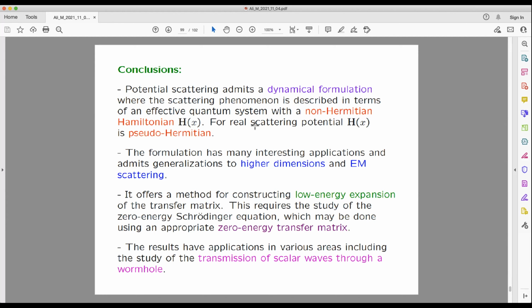This formulation, last time I gave a talk on its generalization to higher dimensions. There is a generalization to electromagnetic scattering. When you do low energy scattering calculations, you need the solutions of the zero energy Schrodinger equation. And for that, we introduced a transfer matrix which has similar properties as the transfer matrix that we know. I showed you how you can use this for calculating the absorption coefficient of a wormhole.